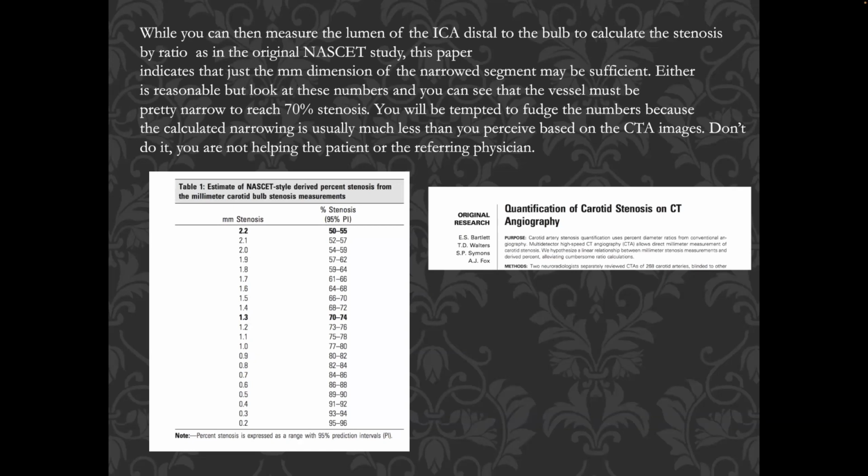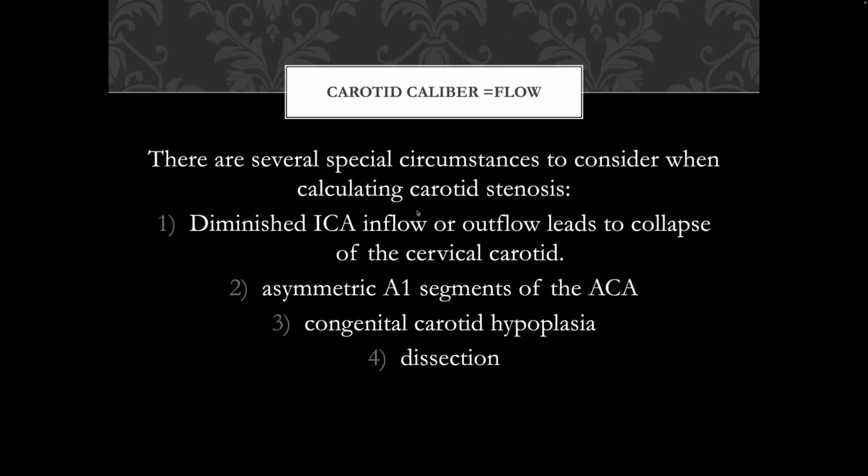And I can tell you that actually looks very narrow and difficult to measure accurately. So again, don't overestimate the degree of stenosis and fudge the numbers to match your pre-opinion about how narrow it is. But when you calculate the stenosis, of course, we're using the assumption that the distal vessel is normal.